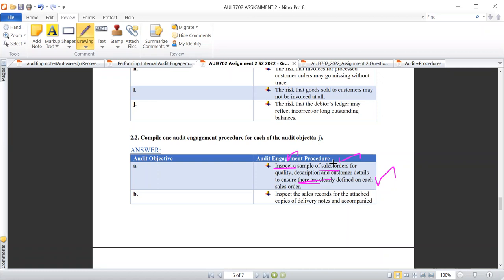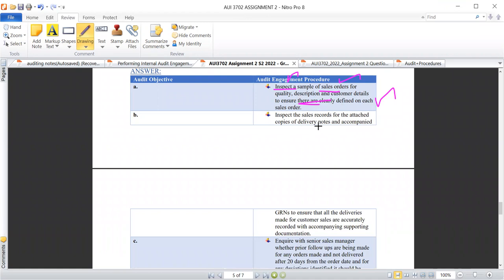You go to the next procedure: inspect the sales records for the attached copies of delivery notes and accompanying goods received notes to ensure that all the deliveries made for customer sales are accurately recorded with accompanying supporting documentation. So what is happening there? For saying inspect, I'm getting half a mark, because I've indicated the how. What is it that I am inspecting? I'm inspecting the sales records together with their accompanying supporting documents in the form of delivery notes and goods received notes. That's another half a mark because I've indicated the what. Why am I inspecting these things? To ensure that all the deliveries made for customer sales are accurately recorded with accompanying supporting documentation.